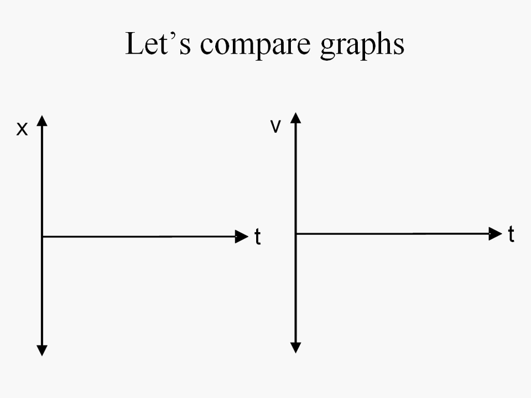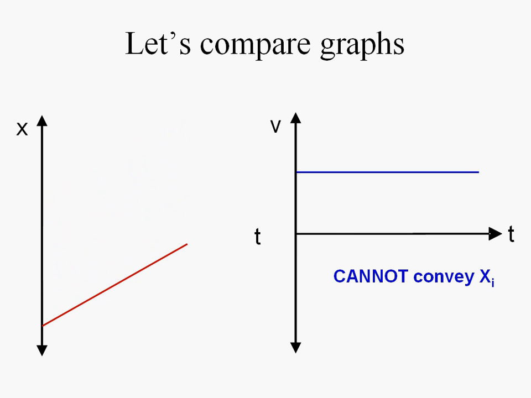Let's compare a couple graphs. Here we have a graph that has a velocity that is constant, it's fixed at some high positive velocity. The position versus time graph is going to look like a constant positive slope. However, we don't know where the origin is. One thing a velocity versus time graph cannot do is it can't convey the initial position. So the red line could actually be anywhere on the y-axis.